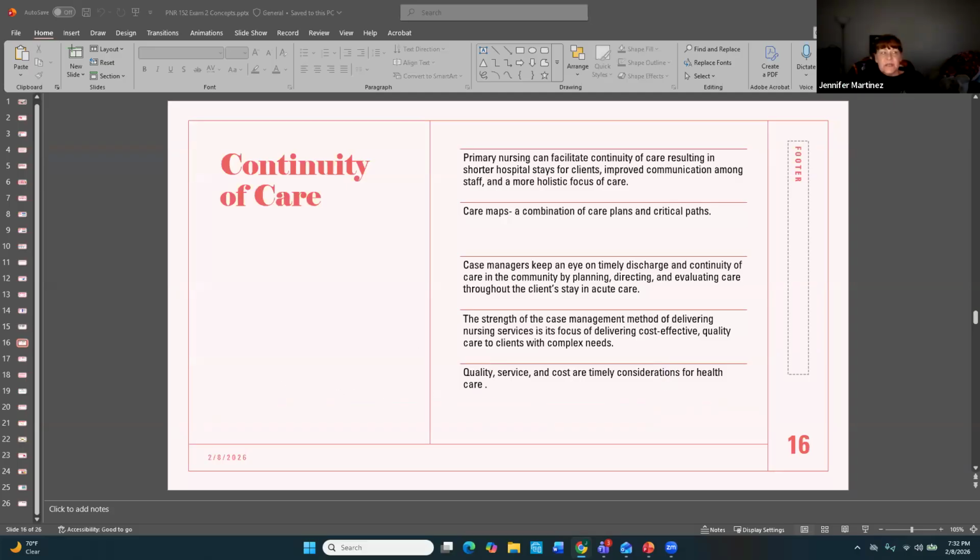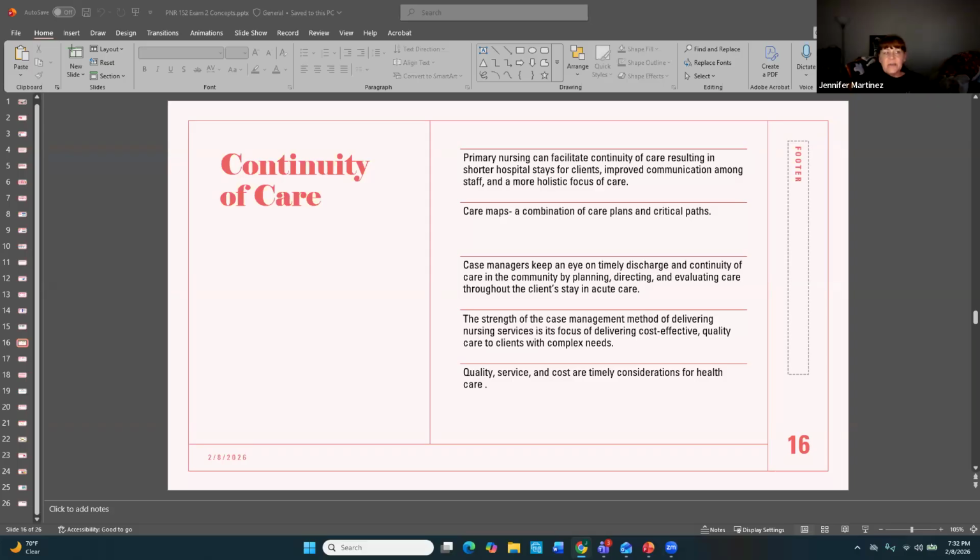Continuity of care. Primary nursing can facilitate continuity of care, resulting in shorter hospital stays for clients, improved communication, and a more holistic focus of care. This is like we have care maps. Care maps are a combination of care plans and critical paths, to show the direction that the client is going in.